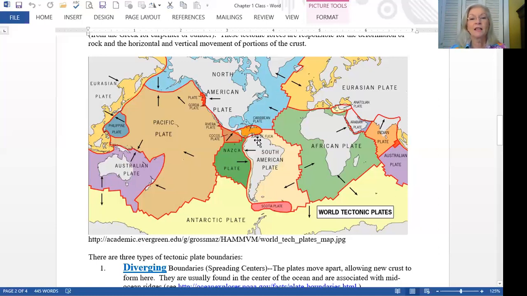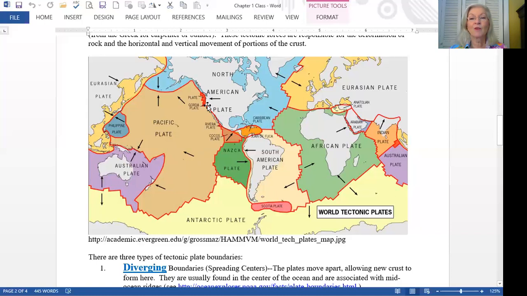You can see that there are some plates that come together right here, where the Pacific plate and this section of the North American plate are located. These two plates come together. Normally, if two plates come together, you get mountain ranges created. We'll talk about that in a minute.